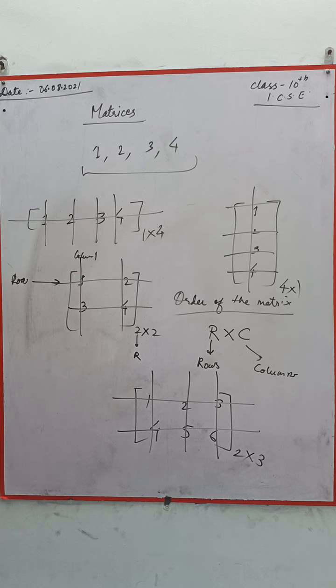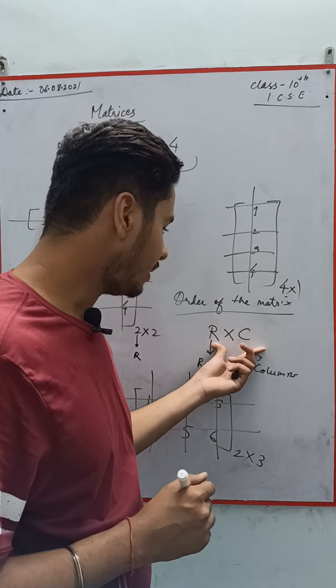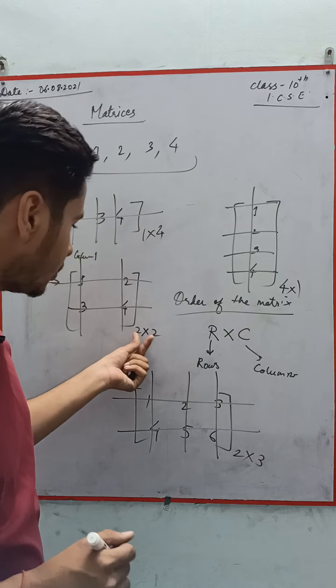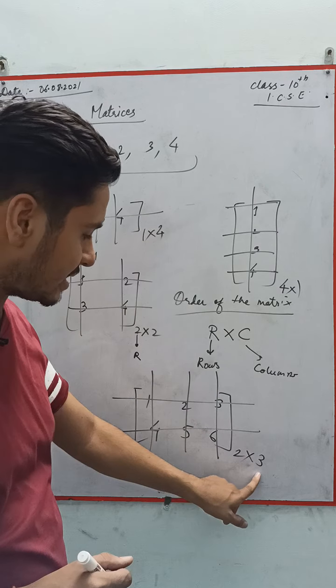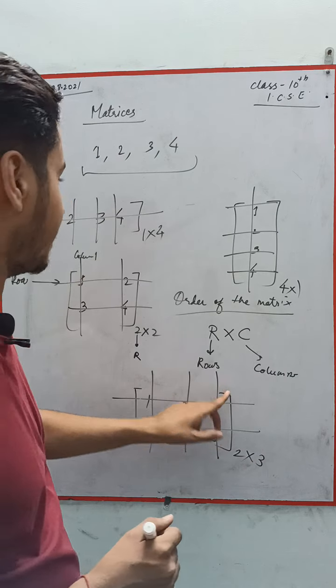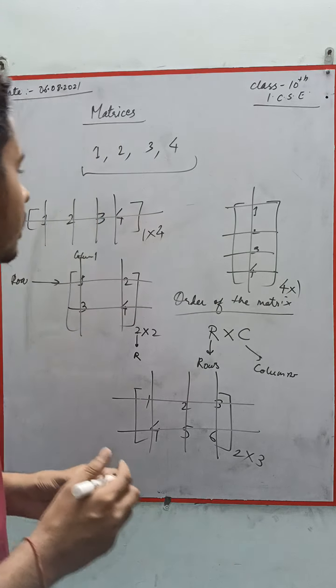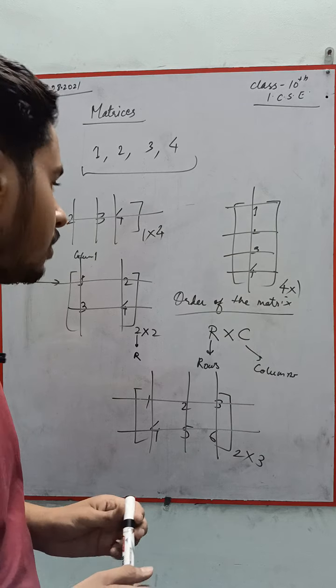One more thing, if you want to know how many elements are there in the matrix, with the order, you can clearly see 2 into 2, 4, so there are 4 elements in the matrix. 2 into 3, 6, so there are 6 elements in the matrix. Similarly here and here as well. Okay, so that is how we have understood the meaning of order of matrix.